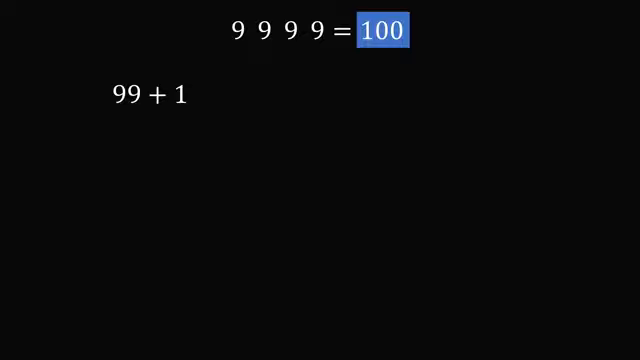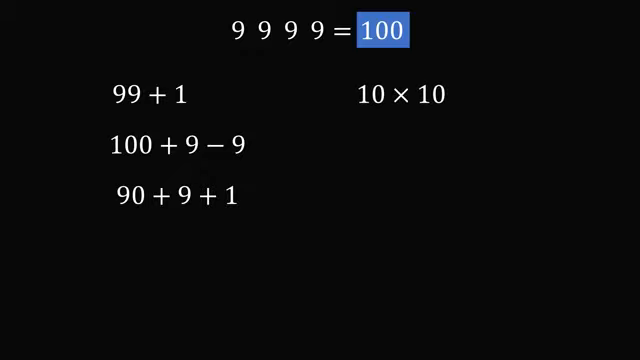So 100 is equal to 99 plus 1. It's equal to 100 plus 9 minus 9. It's equal to 90 plus 9 plus 1. It's equal to 10 times 10. It's equal to 10 divided by 0.1. It's also equal to 900 divided by 9. These are just some ideas that we're brainstorming. If we could somehow make the 4 nines equal to any of these lines, we would get an answer. And in fact, all of the solutions are kind of variations on these ideas.